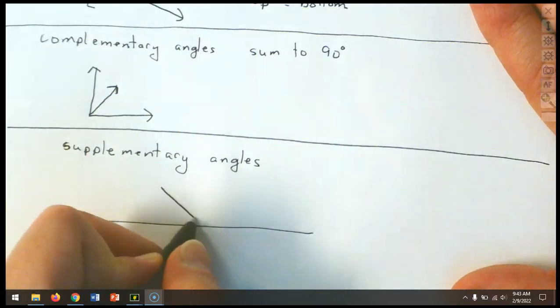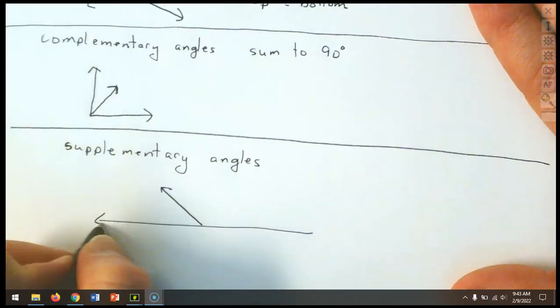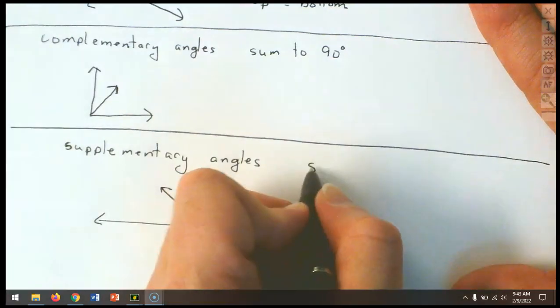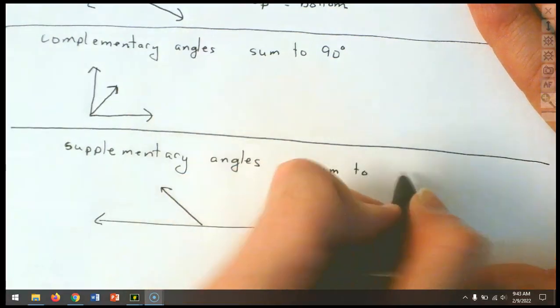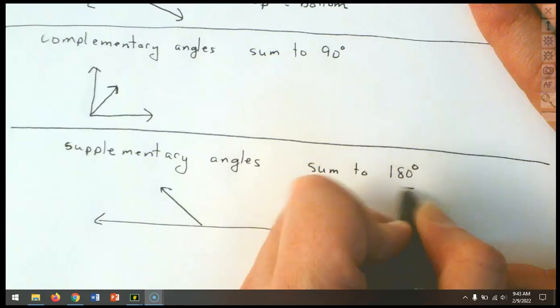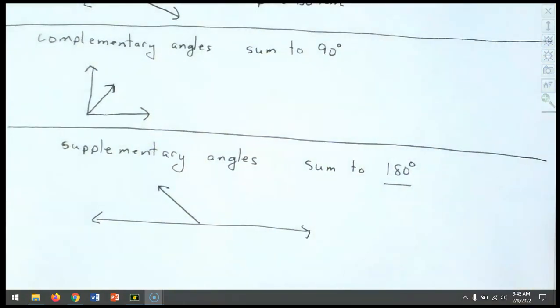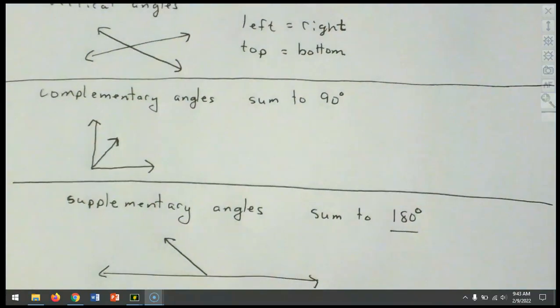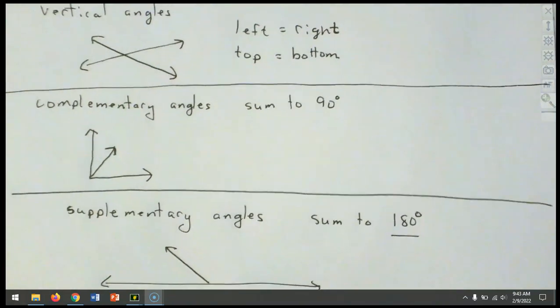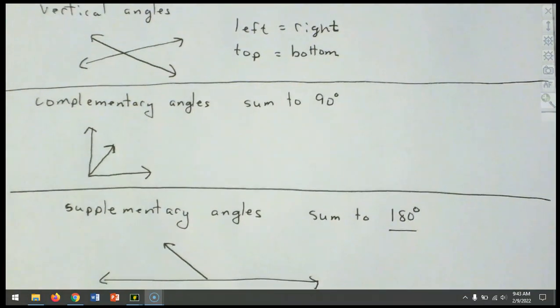And supplementary angles look like this, and they sum to 180 degrees. So those are the three types. Okay, we've got vertical angles, which form an X, and the left equals the right, the top equals the bottom. Complementary angles, also known as right angles, sum to 90. Supplementary angles sum to 180.